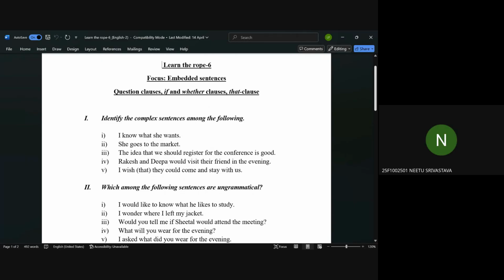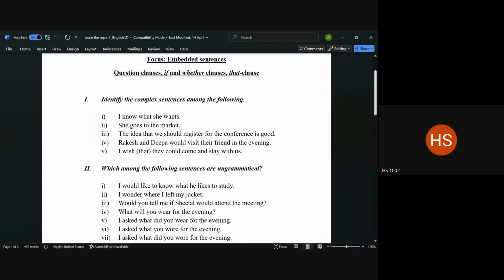Complex. Complex sentence, right? So that is what we are going to identify in the first exercise. You have 5 questions. Let's look at each one of them and quickly try and understand whether they're complex, simple, or compound. First one: I know what she wants.